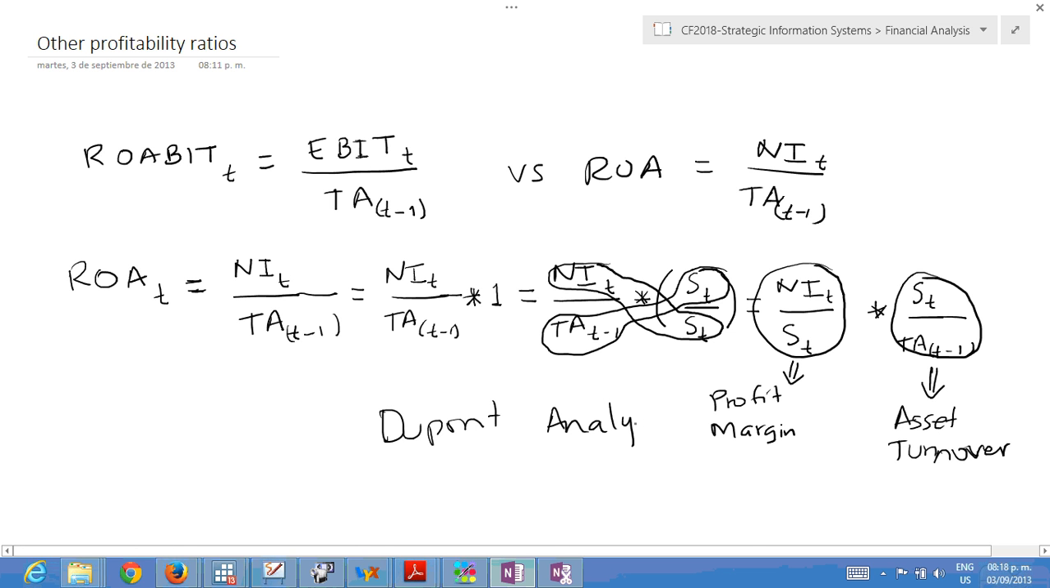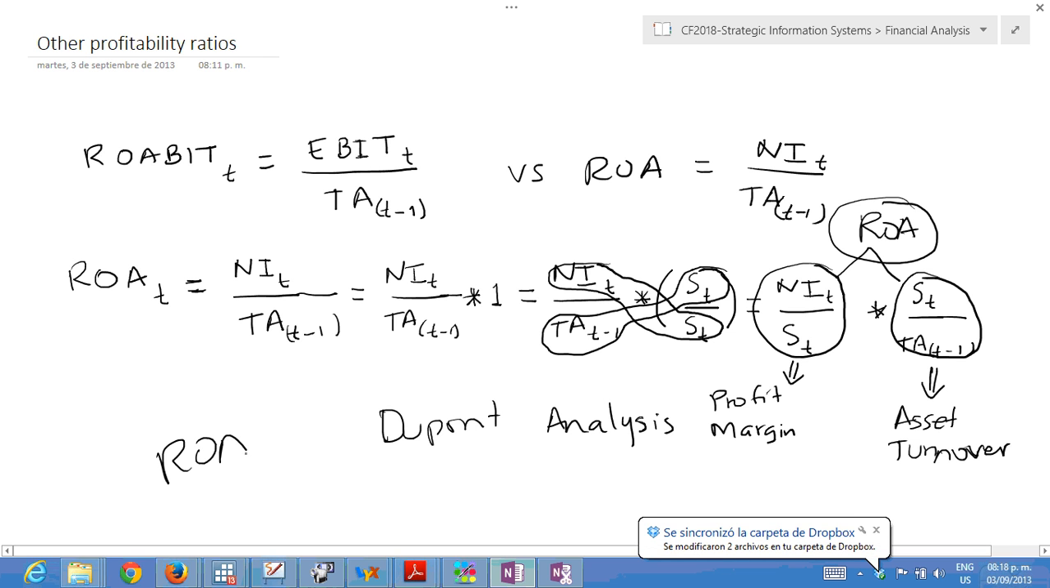You might be very familiar with it. It was discovered at the Dupont company. It's a very simple analysis, but you can decompose the ROA into these two terms, and this is very useful because sometimes you want to see what happened with the ROA in one specific period of time.